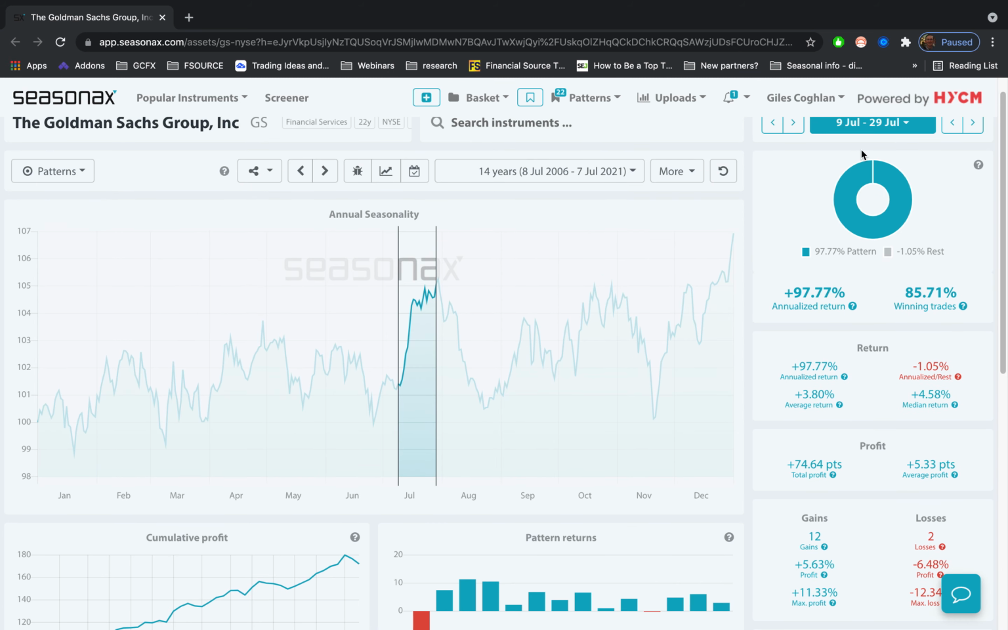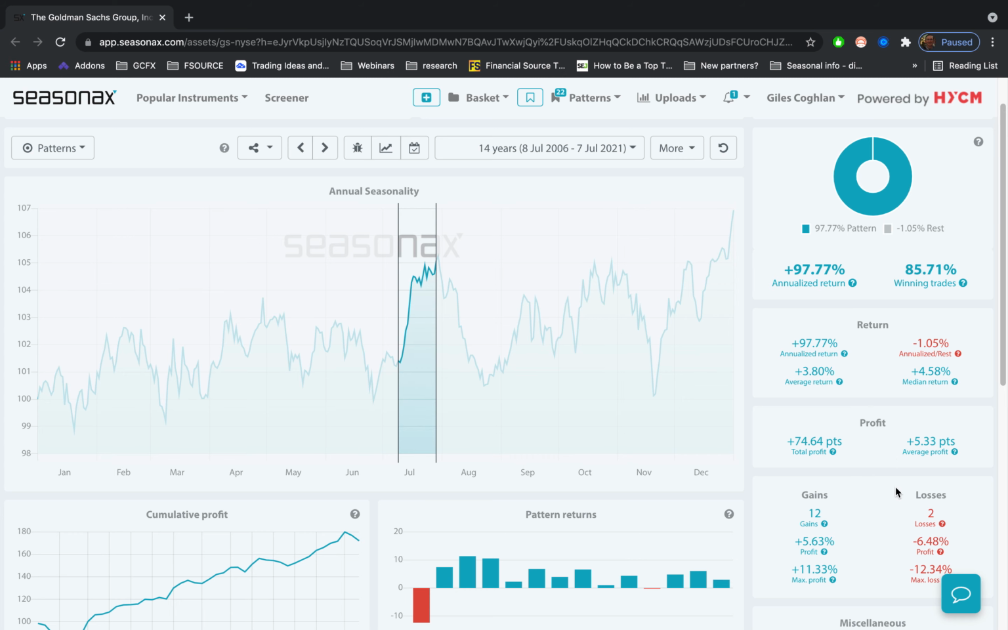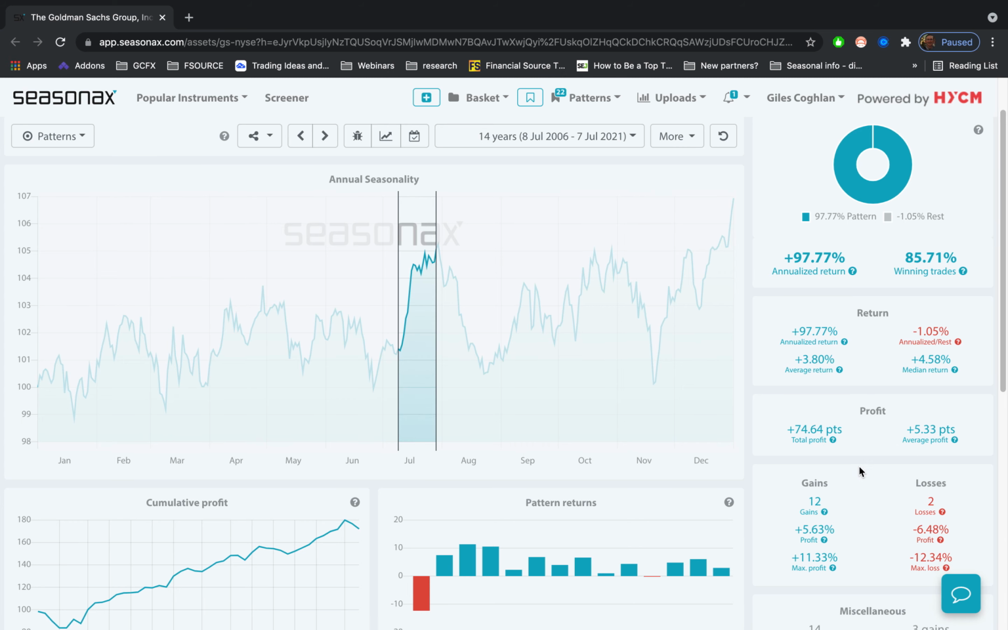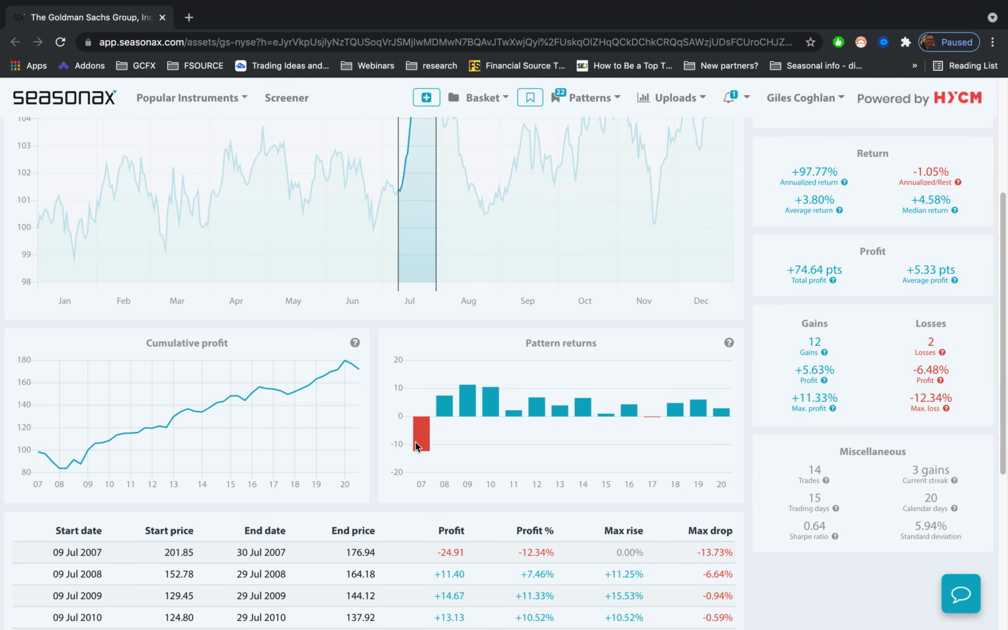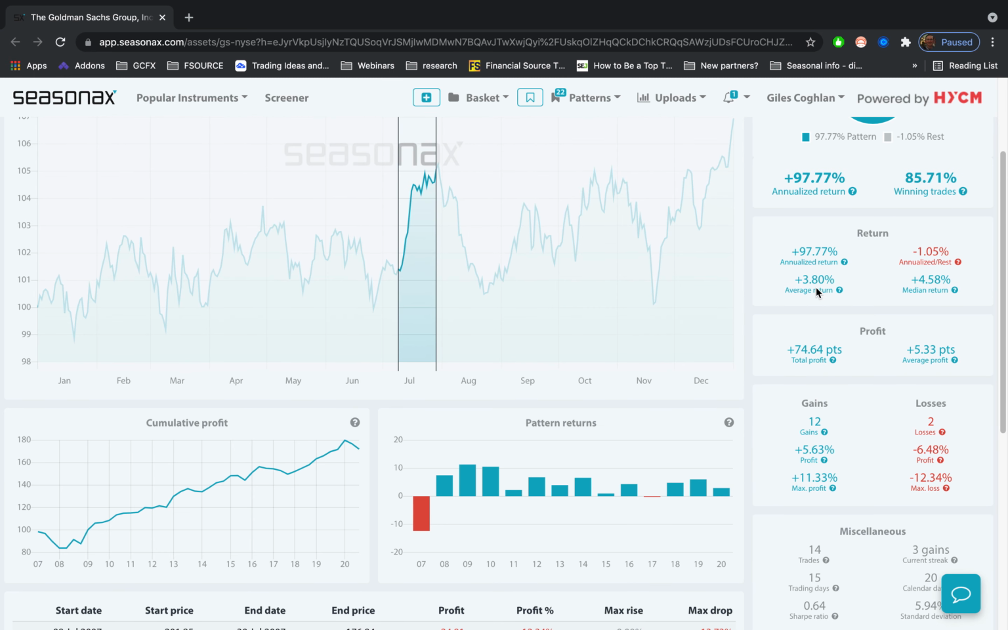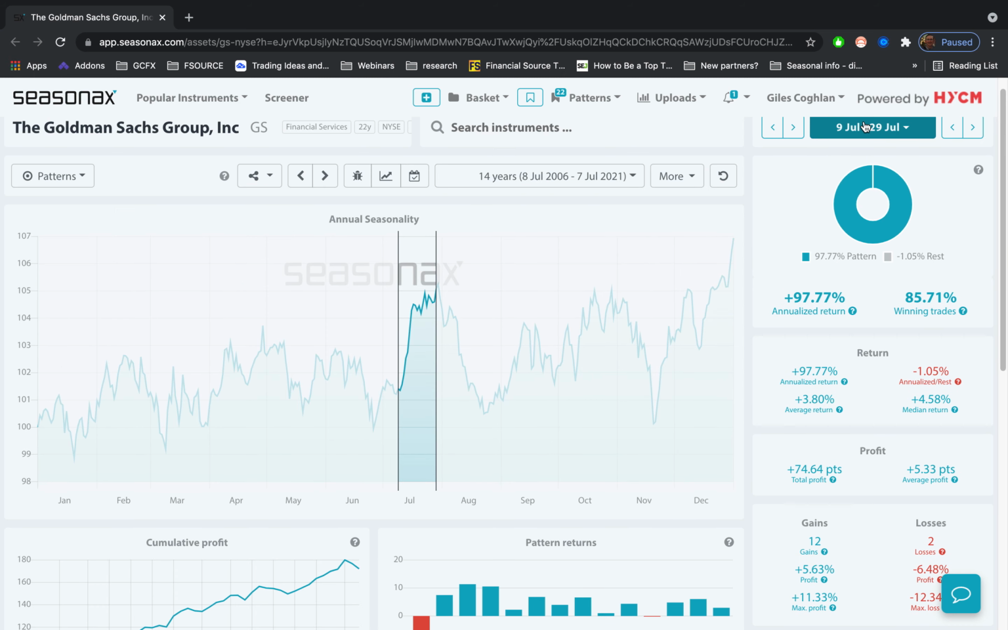Between July the 9th and July the 29th, Goldman Sachs has gained in value a total of 12 times over the last 14 years. The largest fall was here in 2007 with a 12.34% loss, and the biggest gain was in 2009 with an 11.33% profit. The average return has been a fairly impressive 3.80% return given how short the time period is.